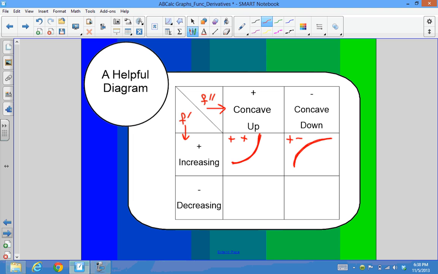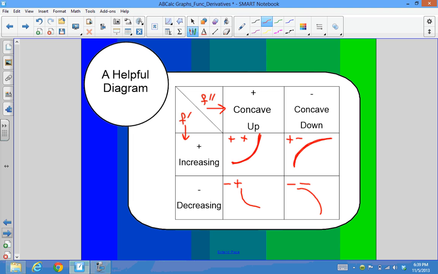If I have negative for decreasing from my first derivative, but positive for concave up from my second derivative, then I'm decreasing, but it's still a concave up situation. What does that look like? Decreasing but concave up looks like that. I'm going down, but I'm going to be slowing down as I get to the bottom. Now, decreasing but concave down goes like this, and if I followed that, I would be going down in a hurry.